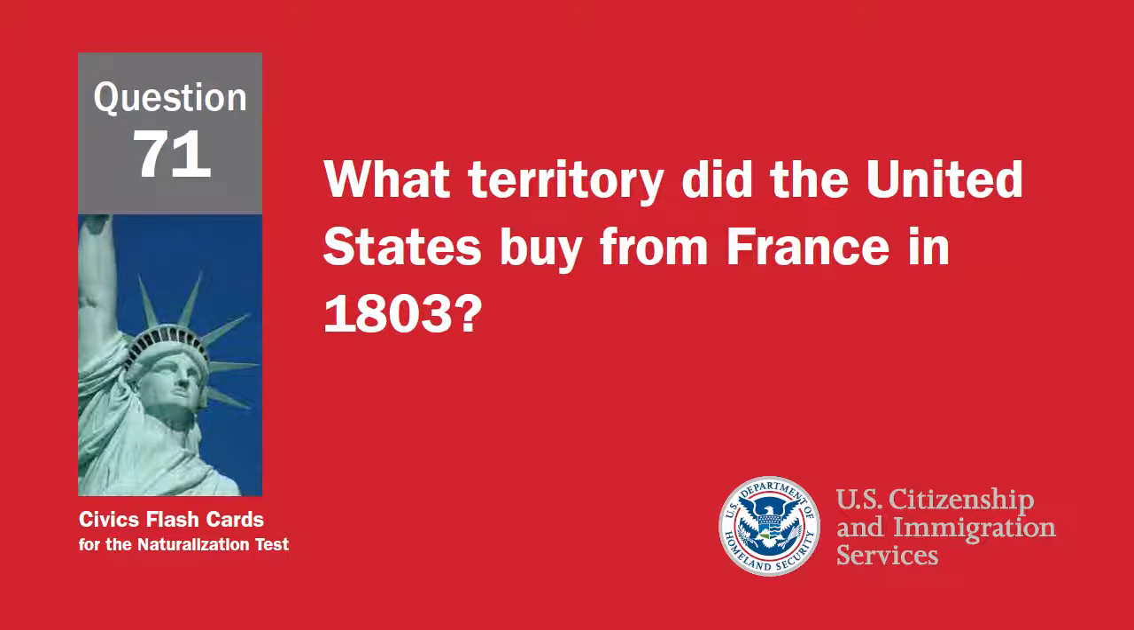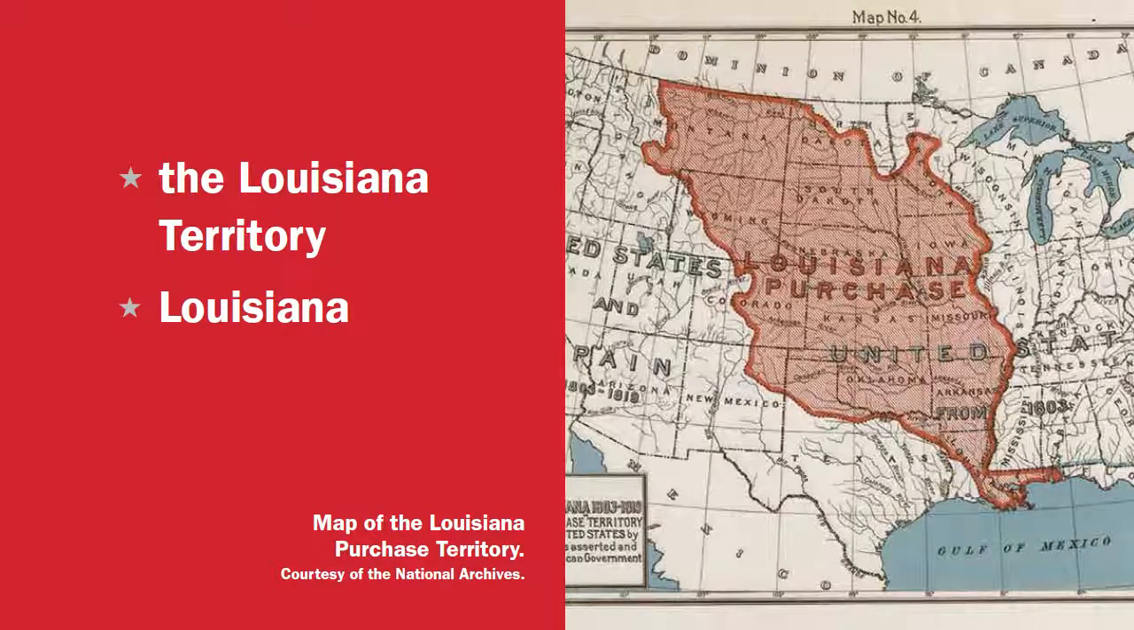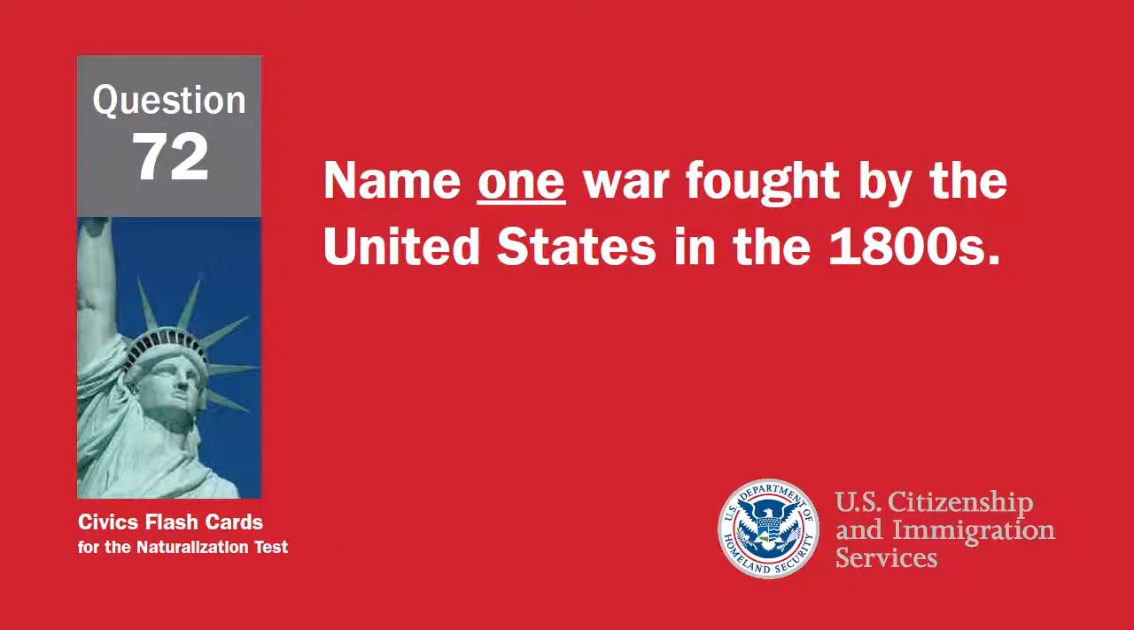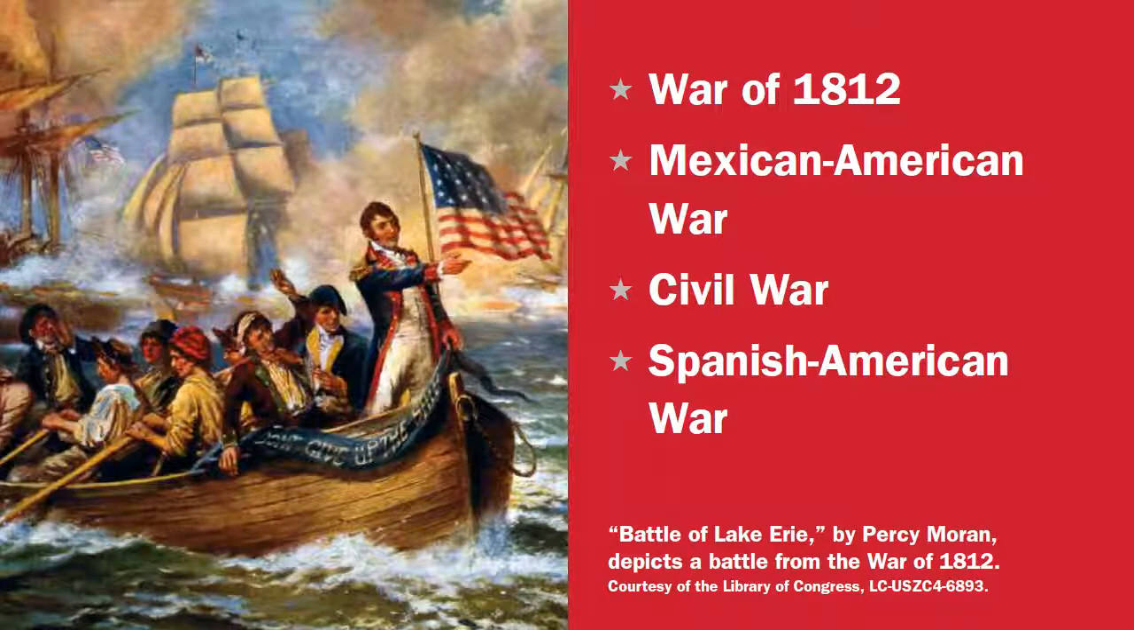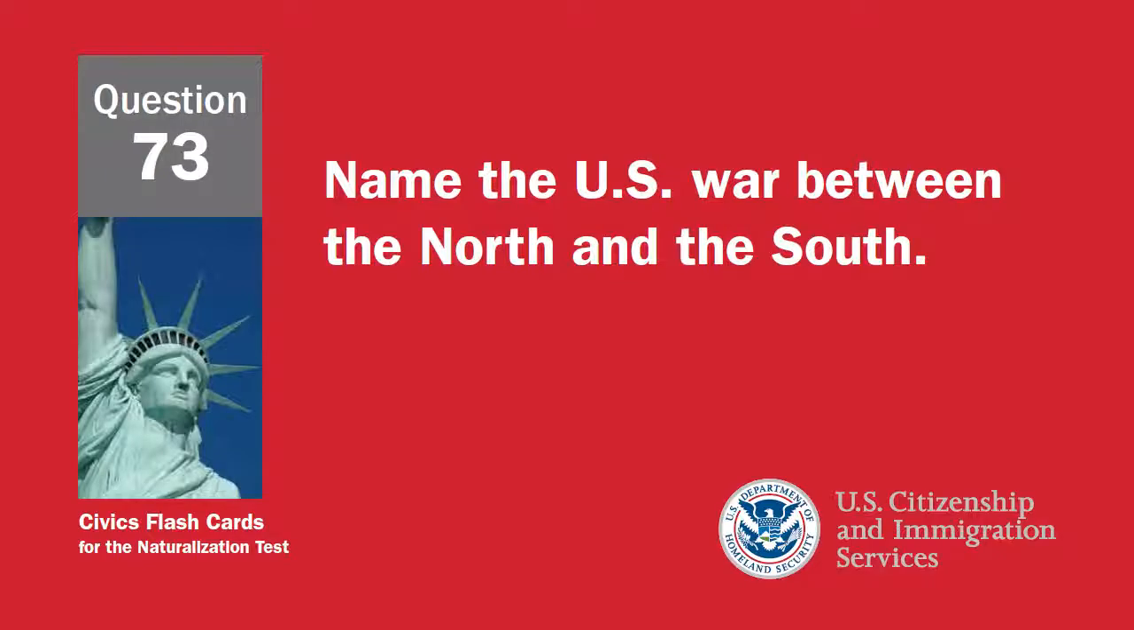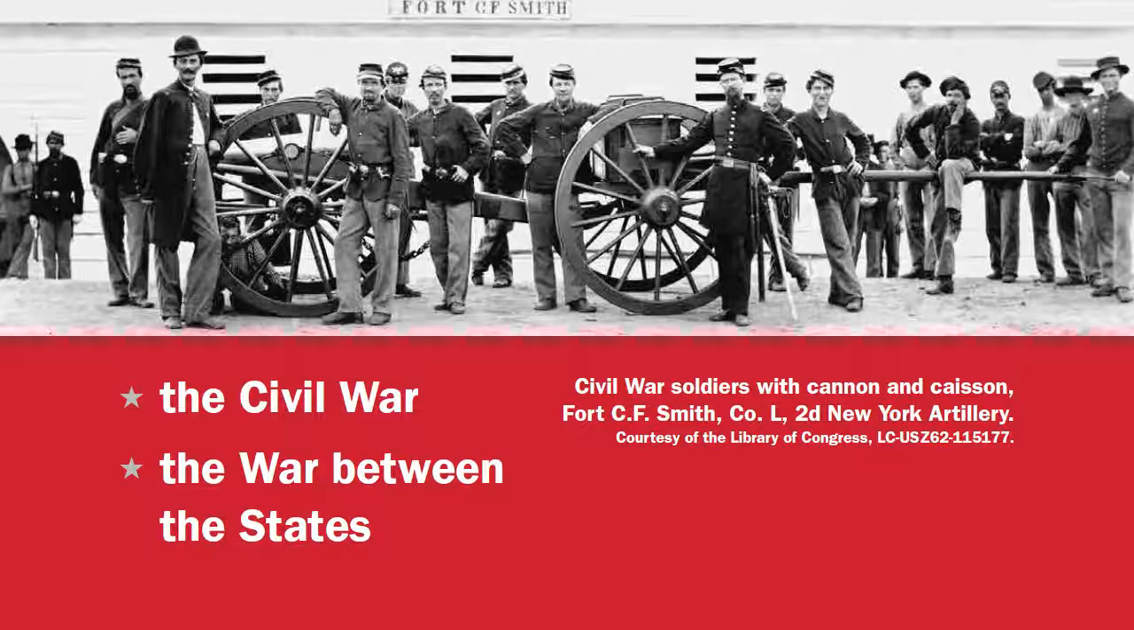What territory did the United States buy from France in 1803? The Louisiana Territory. Louisiana. Name one war fought by the United States in the 1800s. War of 1812. Mexican-American War. Civil War. Spanish-American War. Name the U.S. war between the North and the South. The Civil War. The war between the states.